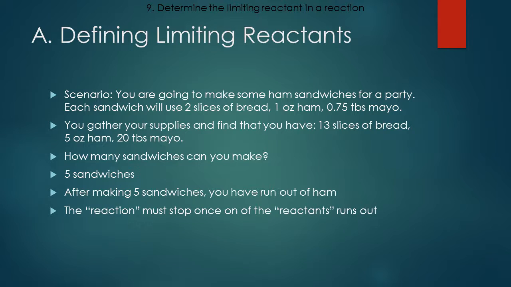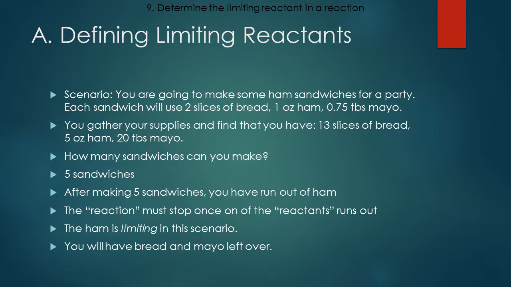So this reaction, if you will, the process of making sandwiches, has to stop once one of the reactants, in this case the ham, if you consider those to be reactants, runs out. In other words, the ham is limiting in this scenario. And then we would have bread and mayonnaise left over. We would say that those are in excess. We have more than we need for this scenario because we can only make 5 sandwiches anyway. It wouldn't matter if I had 13 slices of bread or 13,000 slices of bread. I can only make 5 sandwiches.